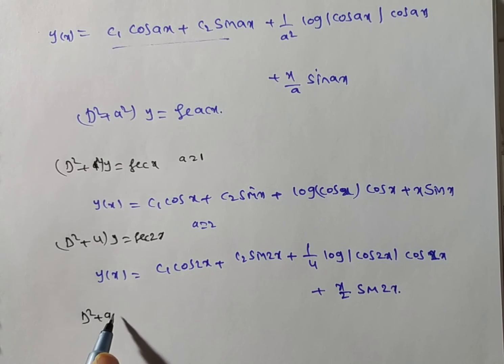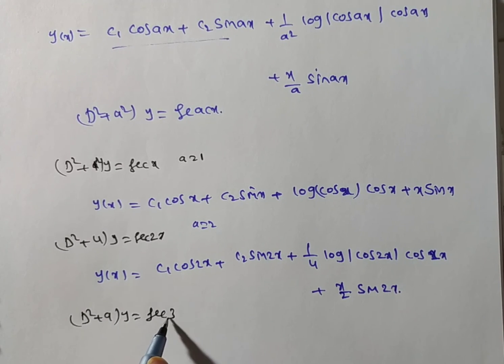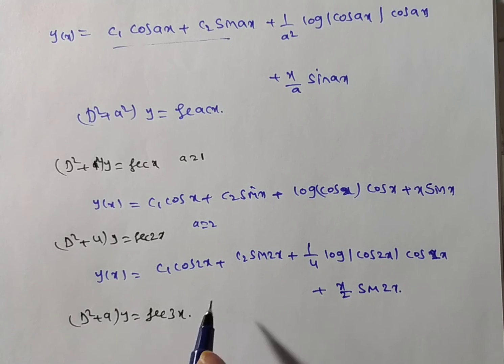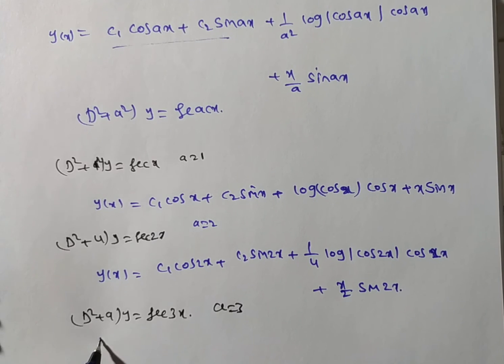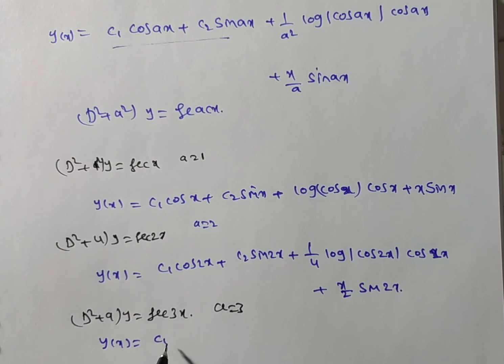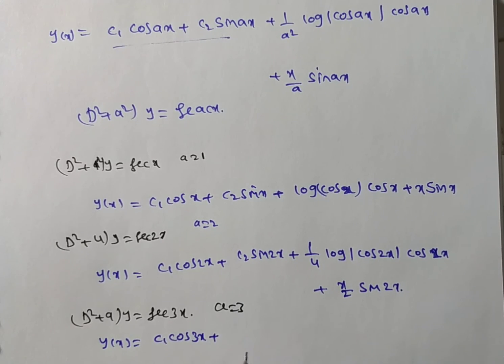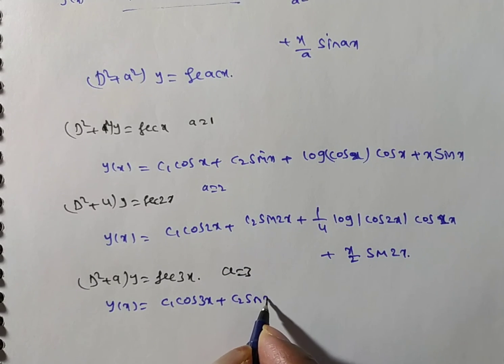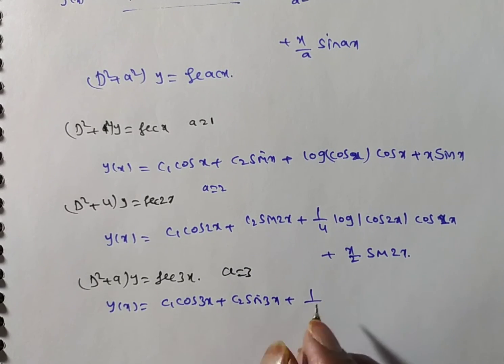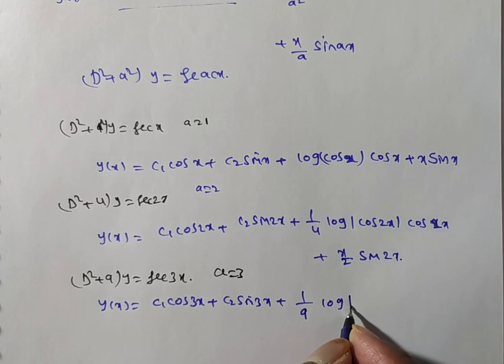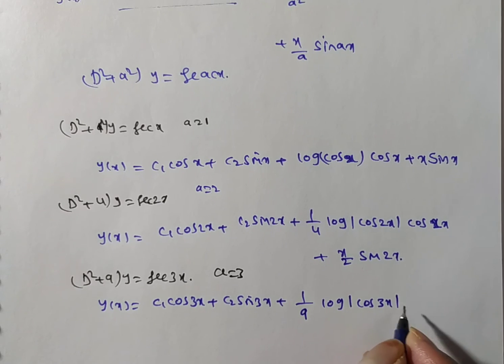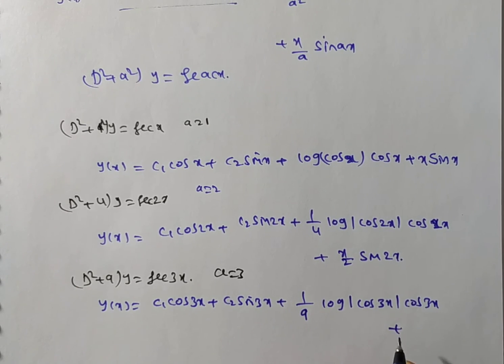Next, the third problem they are given. d square plus 9 into y is equal to secant 3x. So in place of a, what do I have? 3. a is equal to 3. Replace a is equal to 3 in the general solution. Then we will have y of x is equal to c1 cos 3x plus c2 sin 3x plus 1 by, a square means 1 by 9, log of mod cos 3x into cos 3x plus x by a, which means x by 3, sin 3x. So is it clear for everyone?